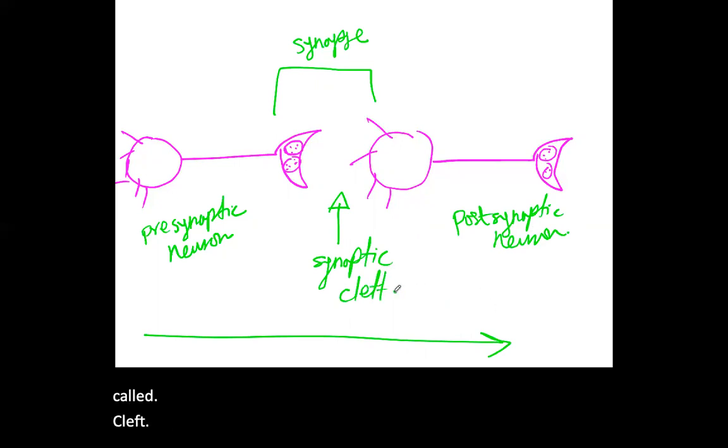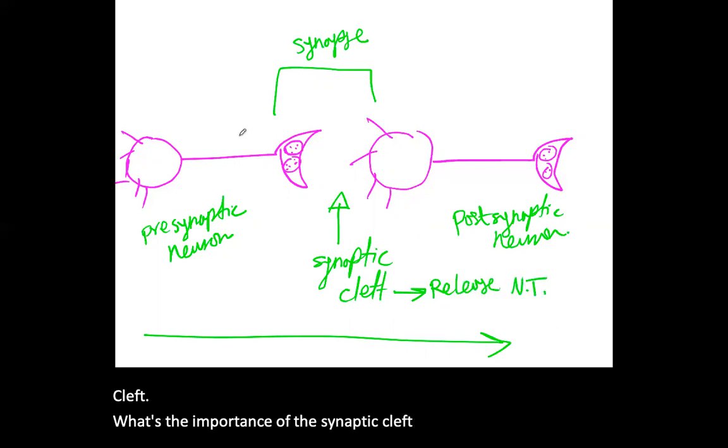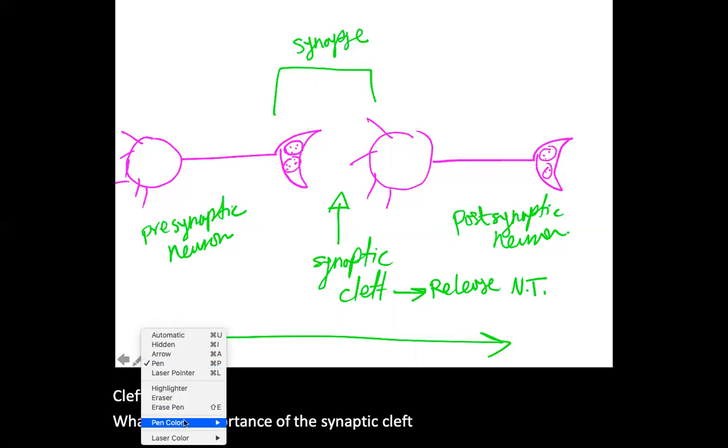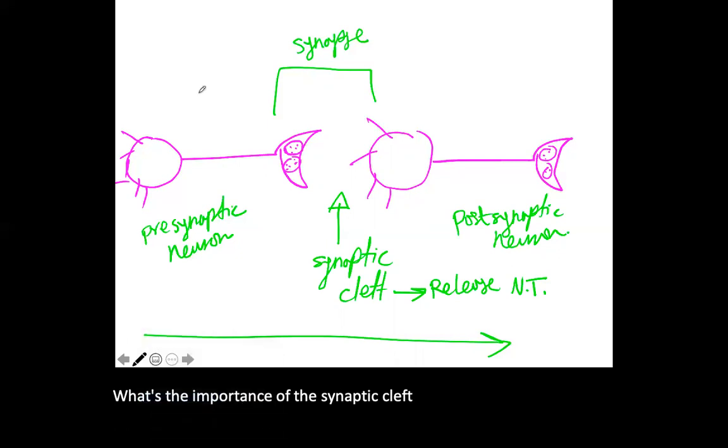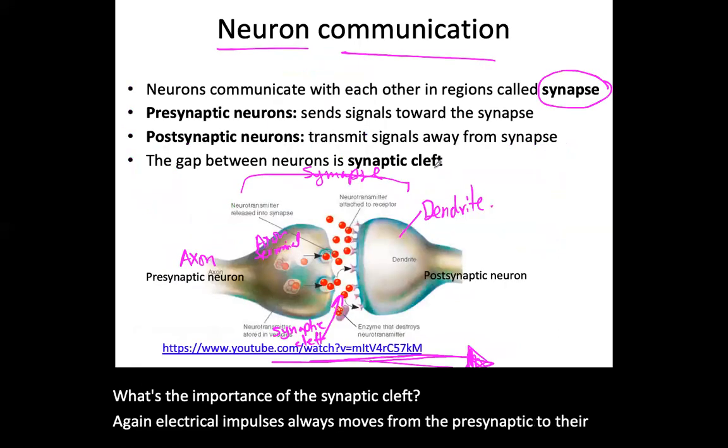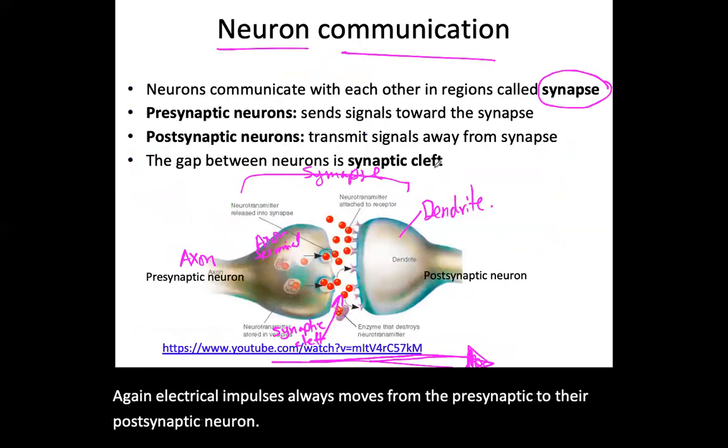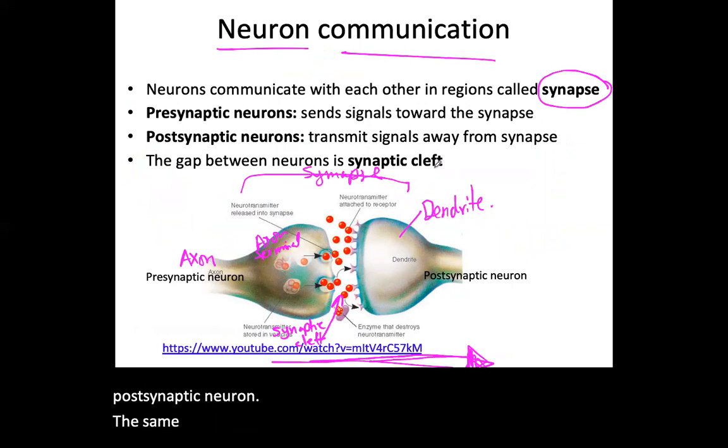What's the importance of the synaptic cleft? This is the space where you release your neurotransmitter. So if you're depicting when these two neurons are communicating with each other, neurotransmitters, as these dots, would be released into this space. Again, electrical impulse always moves from the presynaptic to the postsynaptic neuron. So same information we have right here, same depiction.